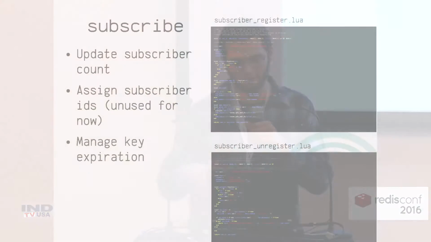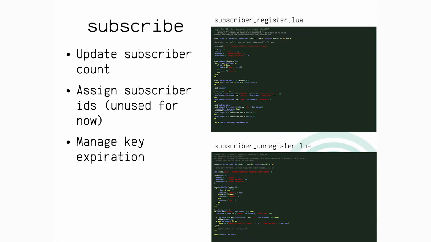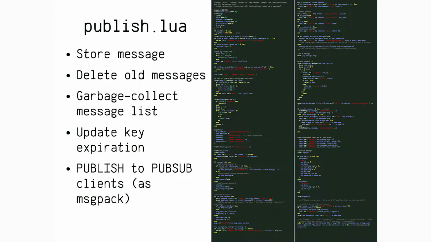Okay, so here's what a couple of the scripts look like. The source is there just for reference as to how large they are. So there's a subscribe script. It updates subscribe accounts, does some stuff with IDs, and manages key expiration. There's a publish script, quite a bit longer.